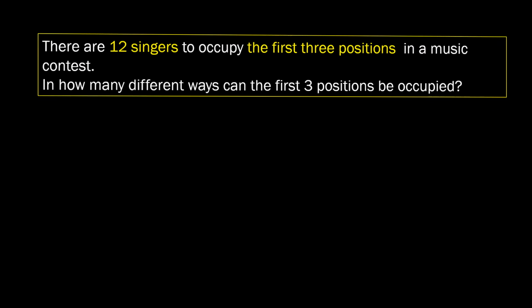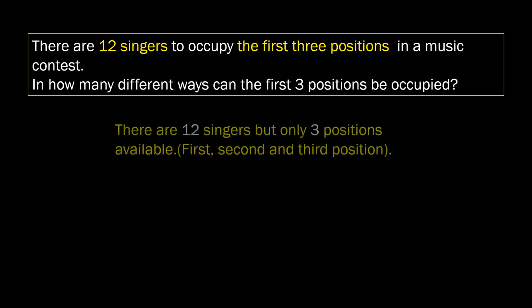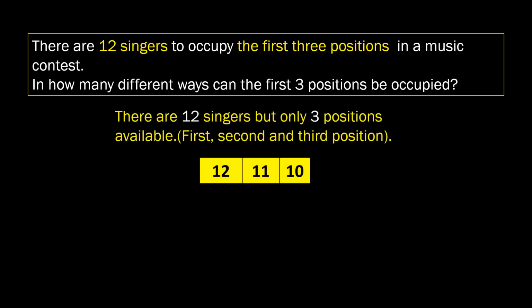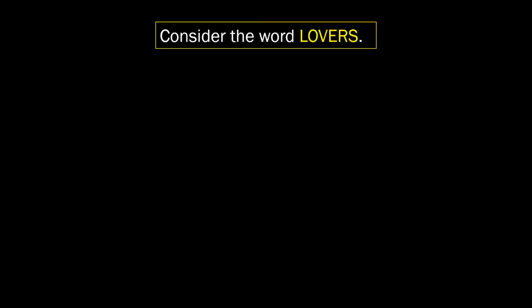There are 12 singers to occupy the positions. In how many different ways can the first three positions be filled? We just did that. We have three positions and 12 singers, and then we use the fundamental counting principle. The answer is 1,320 arrangements. That is 12 singers and three positions: first position, second position, and third position for the musicians.